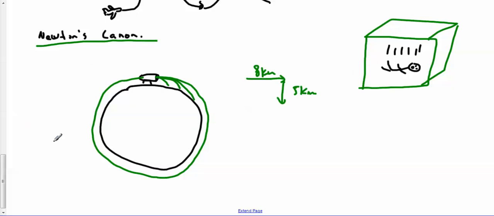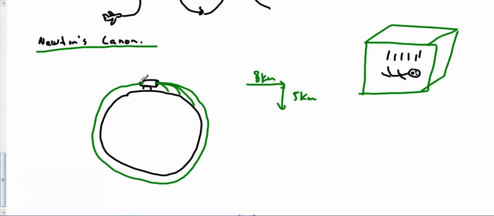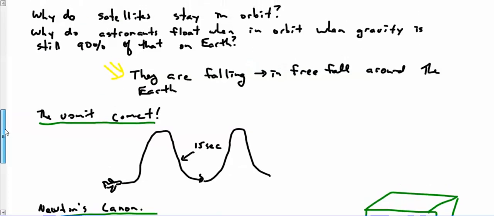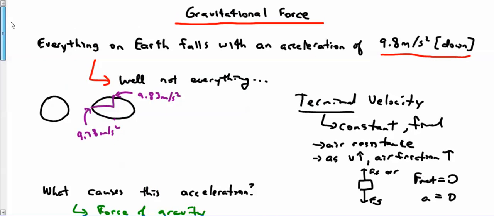So, yes, that's how things stay in orbit. That's why astronauts float around. They are actually falling around the edge of the Earth, constantly falling around, moving forward and falling at the same time. And that ends our look at gravitational force.